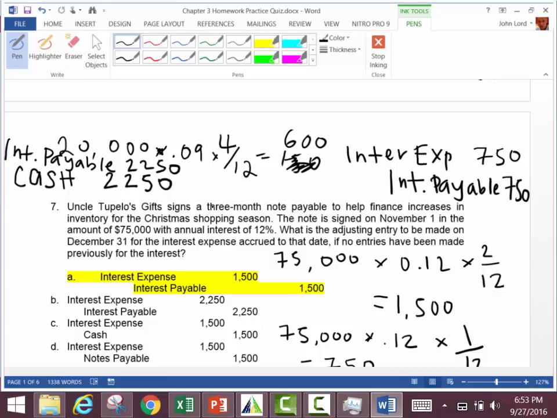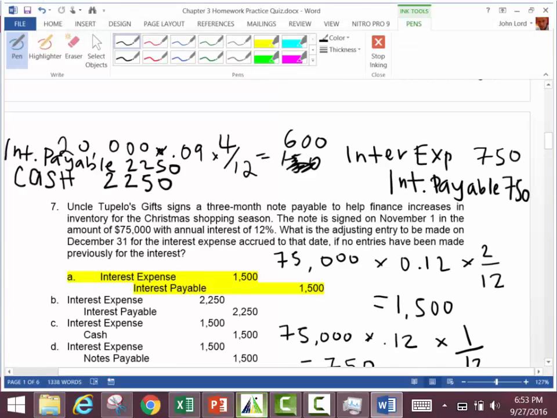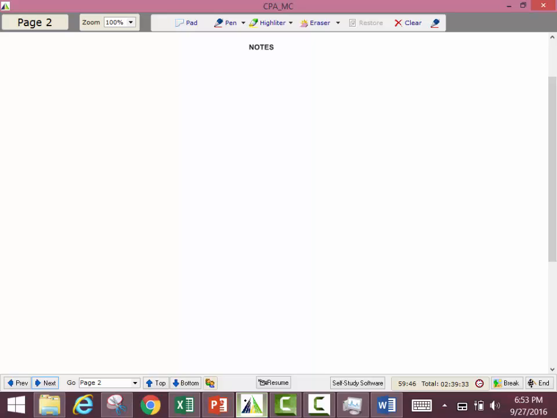Okay, hang on. Thank you. I'm going to go ahead and walk this whole thing through now because apparently we're not quite following everything. Okay, so what happens? How much did we borrow from this guy? We borrowed $75,000 from this guy, right? And we borrowed it on what day? November 1st, okay? And they asked us to make the journal entry December 31st? Okay, that's 2 months. All of November, all of December, right?